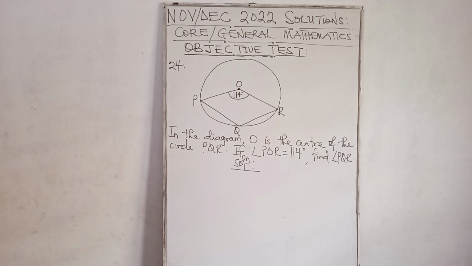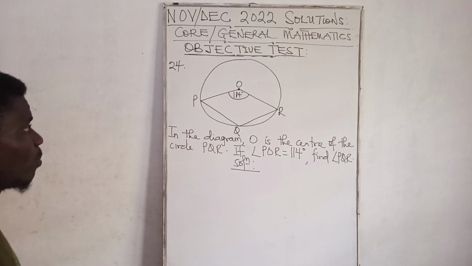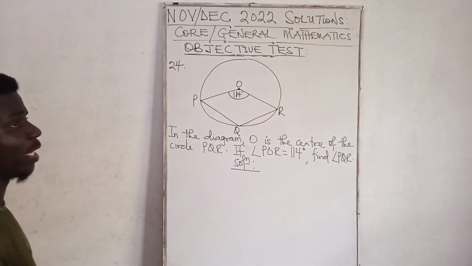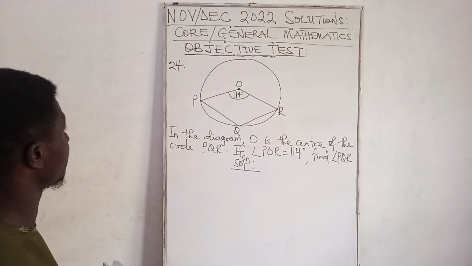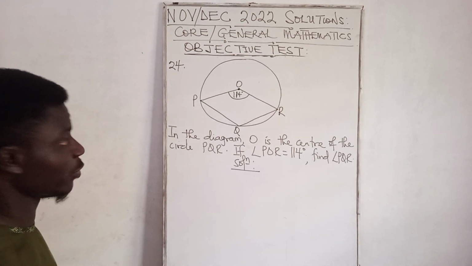All right. We have question 24. That's a circle theorem question. This one you can do in form 2 or form 3. I prefer it to be done in form 3, so it will be fresh in your mind to write your final examination. So circle theorem, that's plane geometry 2.